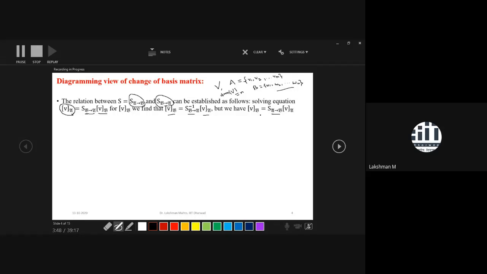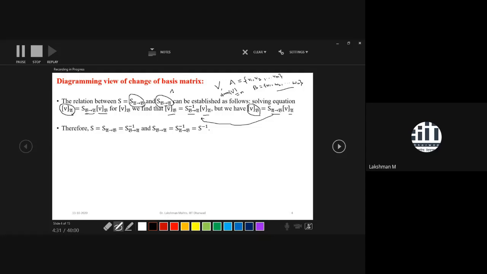So in that process, our new coordinate vector would be the coordinate of V with respect to B, and the old coordinate vector would be the coordinate of V with respect to basis A, and this is the change of basis matrix from A to B. So here we again have the definition of change of basis matrix. If you observe these two, you will see that the change of basis matrix from A to B is actually the inverse of the change of basis matrix from B to A. So this is the relation between these two change of basis matrices.